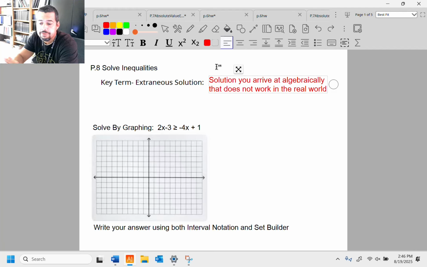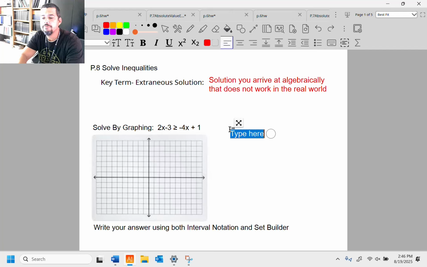Okay, so I'm going to start off with a solve by graphing. We're supposed to solve by graphing 2x minus 3 greater than or equal to negative 4x plus 1. So again, we think of this as two separate equations. We think of y equals 2x minus 3 and y equals negative 4x plus 1. And, you know, this is an Algebra 2 course. We're doing our prereqs. You should understand y equals mx plus b. Doesn't mean you do, it means you should. So y equals mx plus b, m is the slope, and b is the y-intercept.